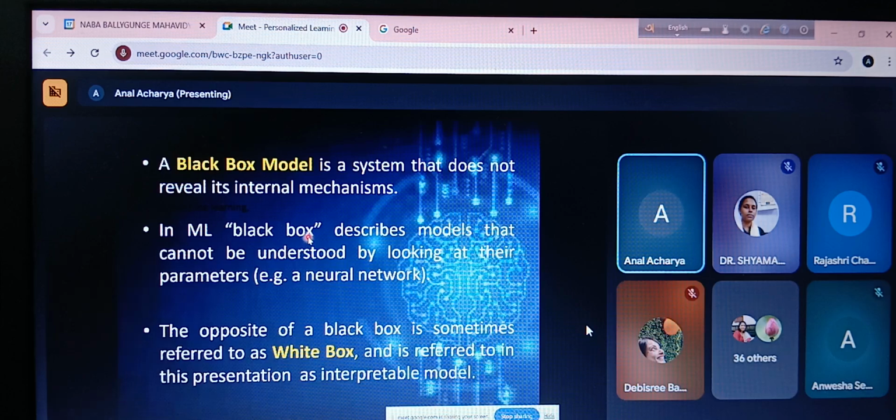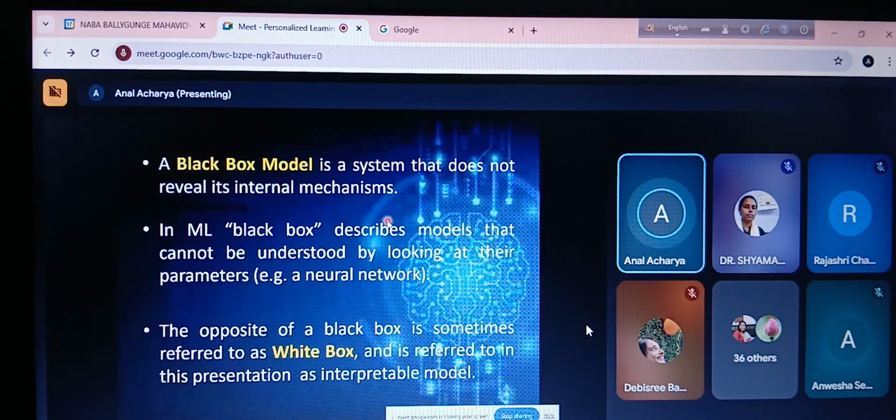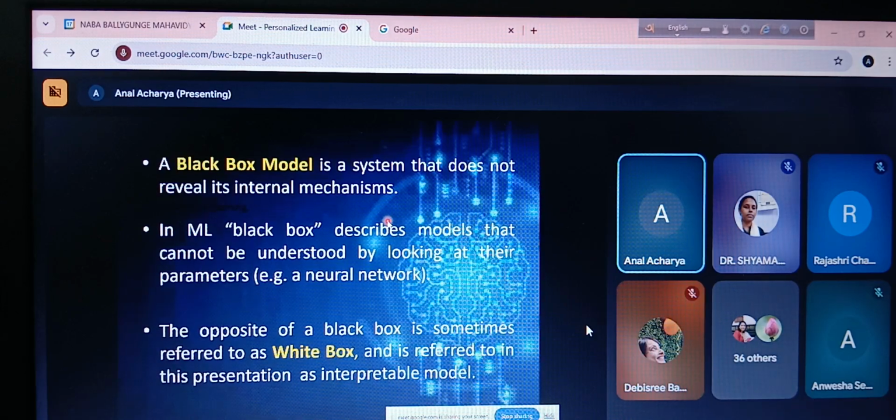Okay. So a black box model is a system that does not reveal its internal mechanism. Sometimes we say that the system is like a black box. What is a black box? Black box means to a system we are giving certain input. So the model is giving us the result. It is not telling us why we have the result. It is just telling us that such and such is the result. Isn't it so? Right?